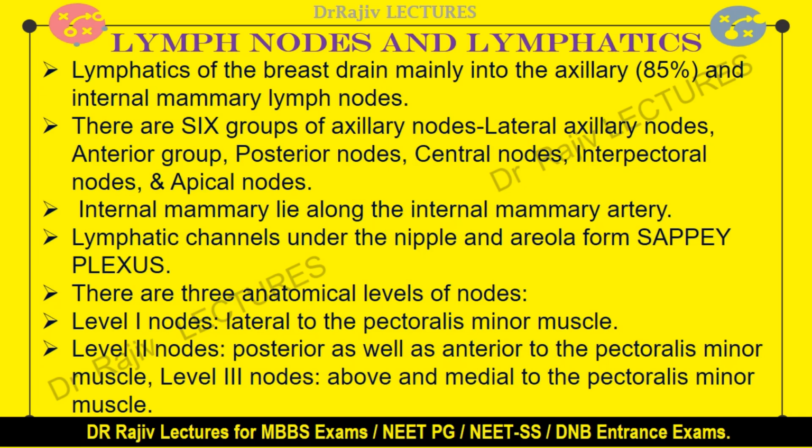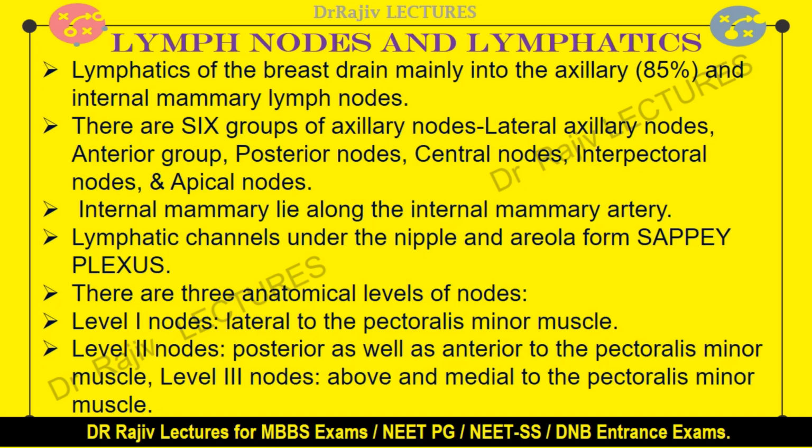The internal mammary or parasternal nodes lie around the internal mammary artery. They drain the posterior third of the breast. Some cross to the contralateral side and drain into the contralateral parasternal nodes. Through this route, breast cancer from one breast metastasizes to the other and becomes bilateral.